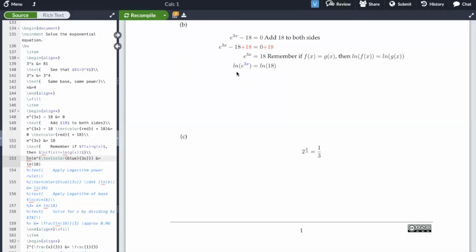And right now, we can also see that we have a power here inside the natural log. So with this, we can take it and use the logarithmic power rule and move it right in front of the natural log.